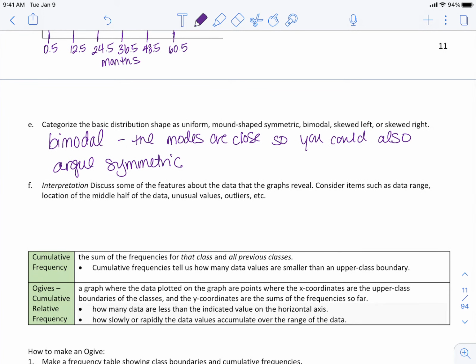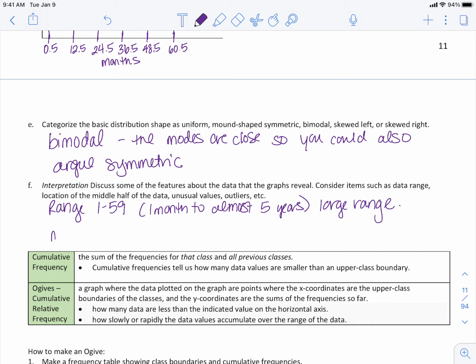All right, interpretation. Discuss some of the features about the data that the graphs reveal. Consider items such as data range, location of the middle half of the data, unusual values, outliers, etc. So our range here is from 1 to 59. So that's 1 month to almost 5 years. So that's a large range.